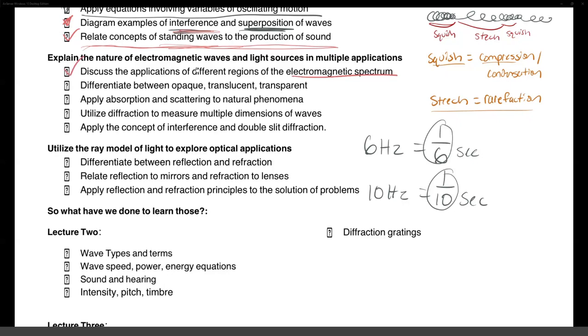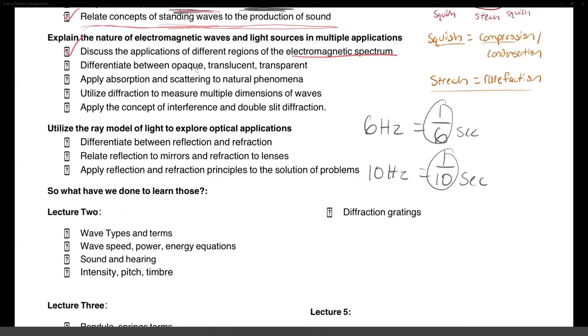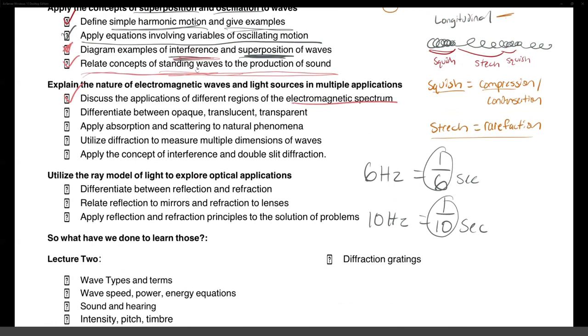Differentiate between opaque, translucent, and transparent. So opaque. Does anybody know what opaque means? Sometimes I feel like I'm just talking to myself. Is anybody here? No transmittance. Yeah, so opaque just means you can't see through it. Like your hand is opaque. You can't see through your hand, right? That's the way I think about it.